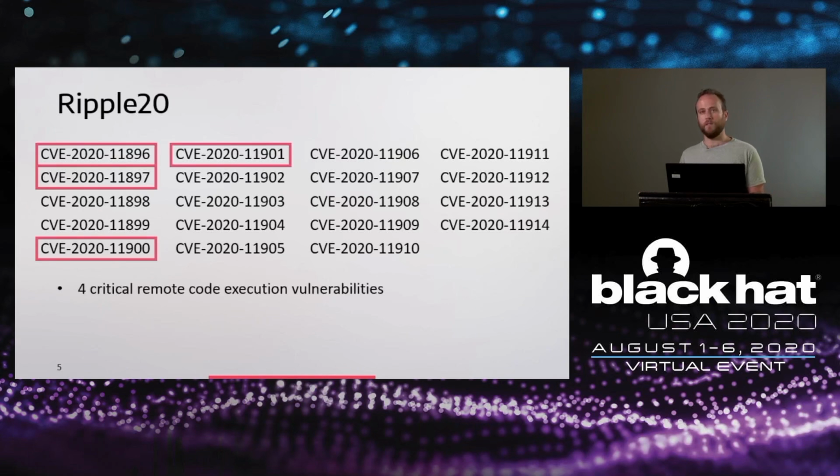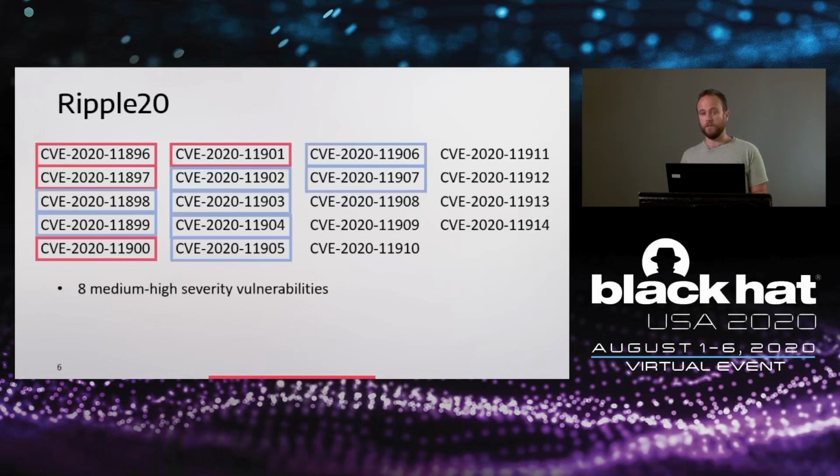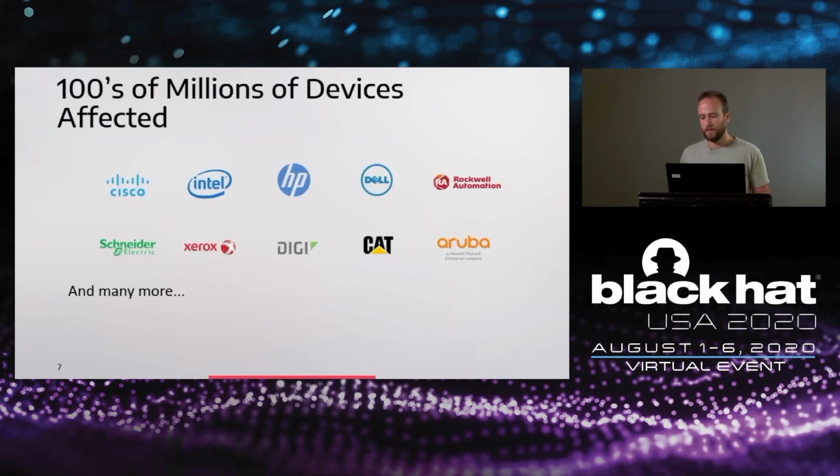Out of these vulnerabilities, 4 of the vulnerabilities are critical remote code execution vulnerabilities. This is not necessarily according to the CVSS, but according to our assessment of the vulnerabilities, but 4 of them are also critical CVSS. 8 of the vulnerabilities are medium to high severity vulnerabilities with some chance of remote code execution and other effects. The devices affected are made by vendors you all know.